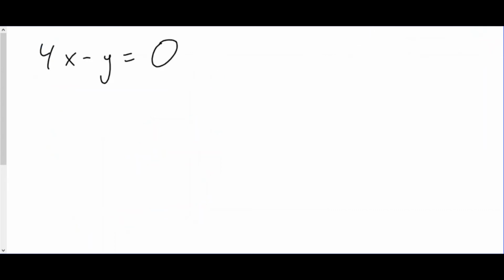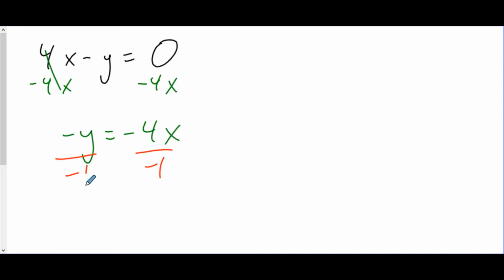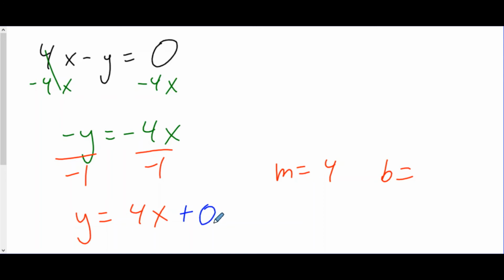Next problem, same steps, solve for y. Minus 4x on both sides to get the y term by itself. And then get rid of that negative by dividing both sides by a -1, which means I have just a 4x. So my slope is 4, and like the last video, if there is no plus a number, we can imagine there's a plus 0, because adding 0 doesn't change the equation. So my b, my y-intercept, is going to have to be 0.